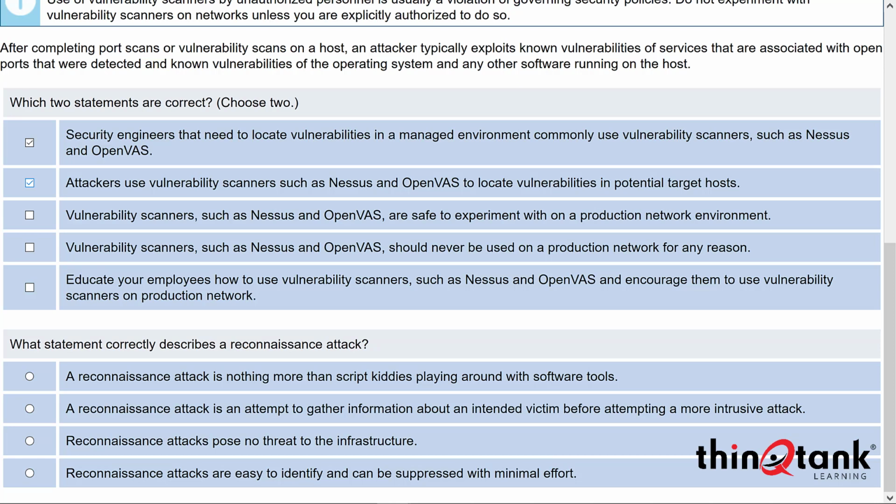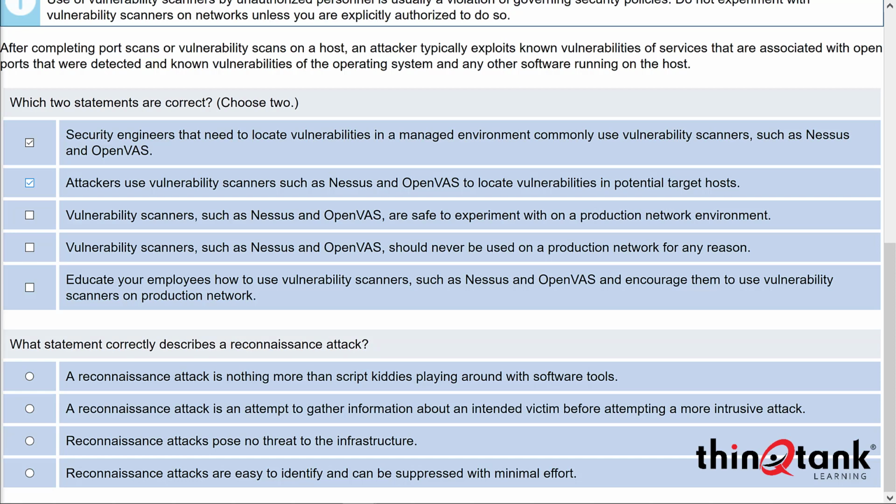All right, which statement correctly describes a reconnaissance attack? A reconnaissance attack is nothing more than script kiddies playing around with software tools. Absolutely not. Now, certainly script kiddies could do reconnaissance attacks. A script kiddie is basically just an individual that doesn't have any real technical knowledge or expertise with the tools that they're using. They have a GUI interface and they're using YouTube and other resources to figure out how to run these tools. It's kind of click A and expect B, right? But it's not limited to that.